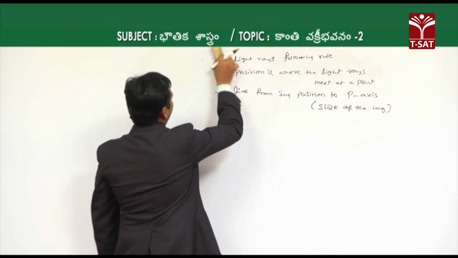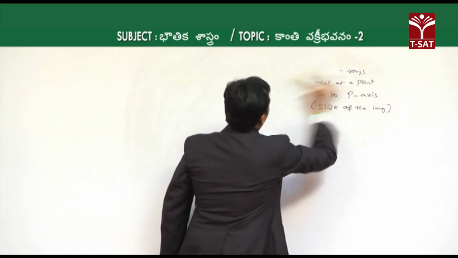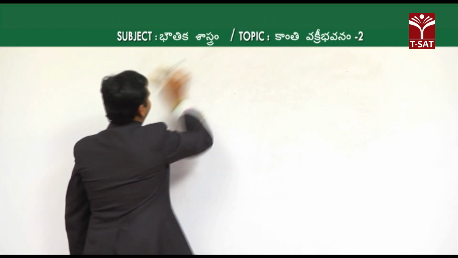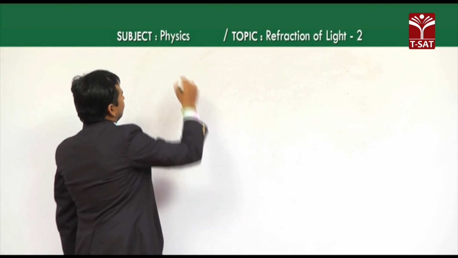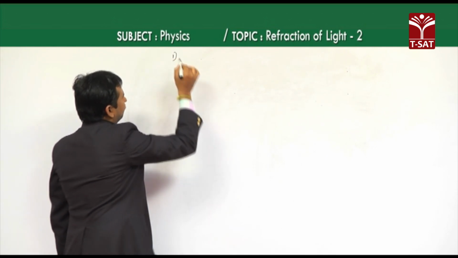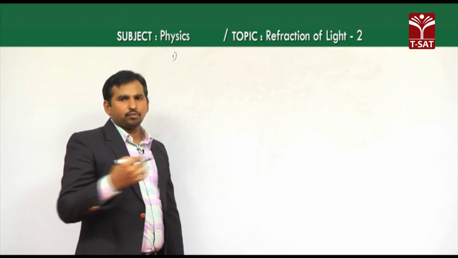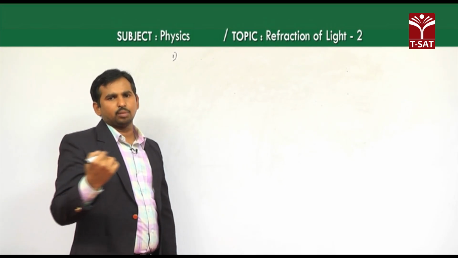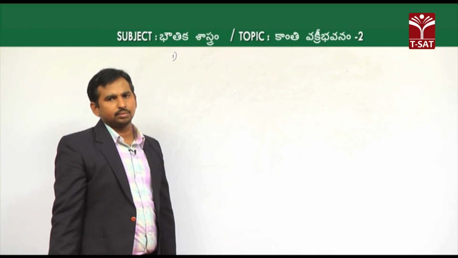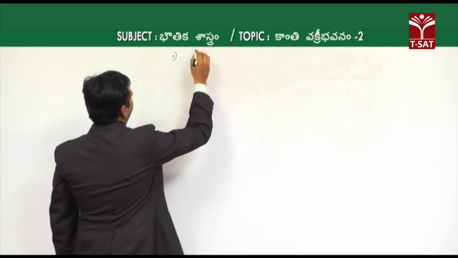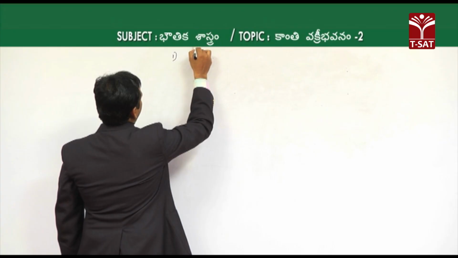Now, we will see each ray diagram one by one. In the first case, every time the object is taken at a far distance, and slowly the object comes closer to the lens. First, we are taking the case of a convex lens.